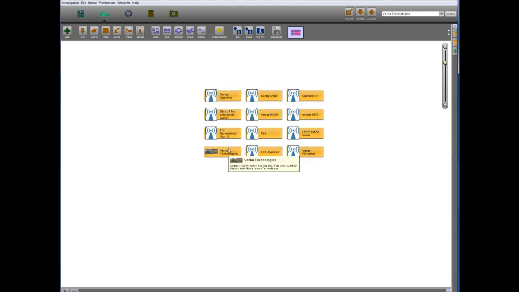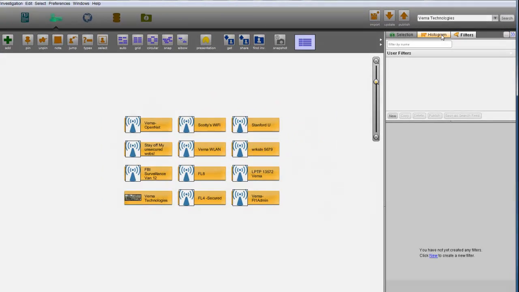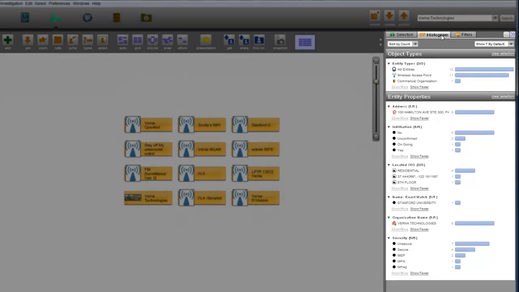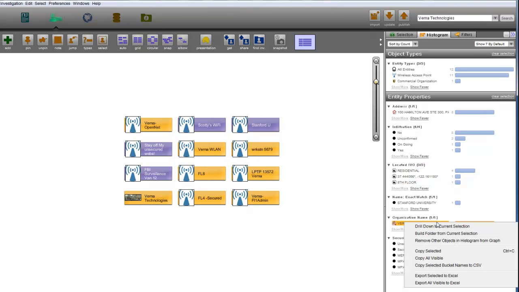In the graph, Verna Technologies is easily identified, as well as some potentially affiliated networks. A quick look at details and properties of those wireless access points can be viewed by utilizing the histogram helper. The histogram gives us an intensive view of selected objects broken down by properties. Although the majority of these access points appear to be affiliated with the appropriate Verna Technologies address, 4 are affiliated with a residential address and must be removed from data collection.